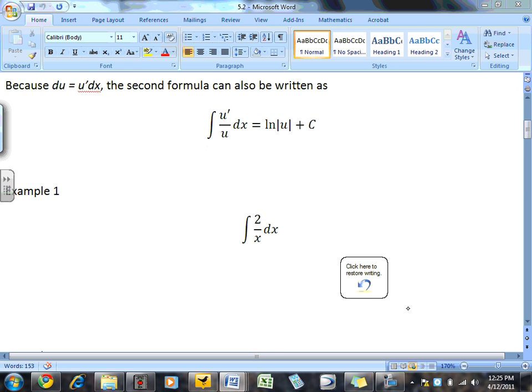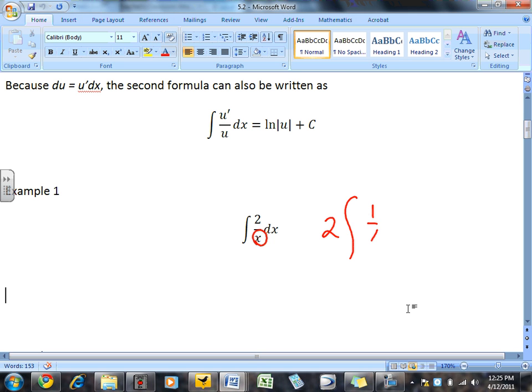If we look at example 2, all right, we realize that the derivative of x is just 1. Well, we can pull out a 2 to make this function look like 1 over x, right? We can pull out a 2. That's the same thing as the integral of 1 over x dx. We can pull out a 2 like that.